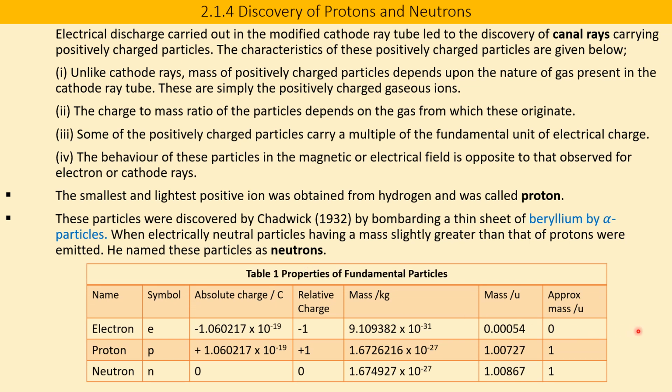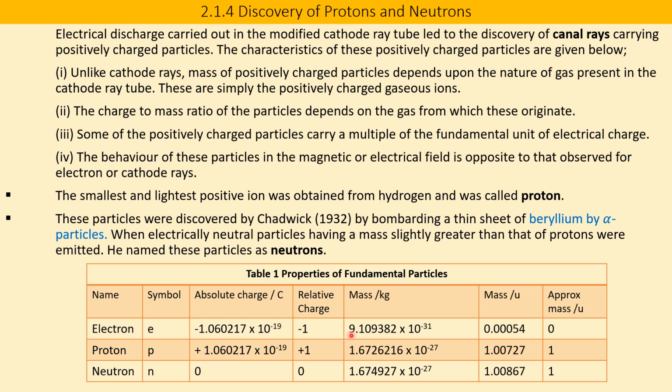Table 1 shows the properties of fundamental particles. The fundamental particles are electron, proton and neutron. The electron is represented by the symbol e, the proton by the symbol p, and the neutron by n, all in small letters, and their absolute charge in coulombs is also shown on the screen. Electrons are negatively charged, hence the symbol is minus, protons are positively charged, so it is plus, and the neutron is electrically neutral, hence its charge is 0. The relative charge of the electron is -1, the proton is +1, and the neutron is 0.